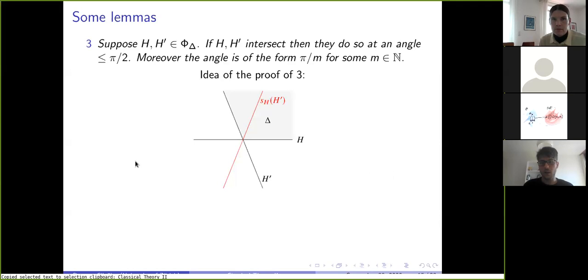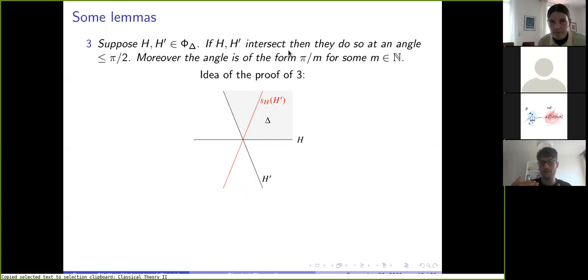And for the third one, suppose the walls of the fundamental alcove meet, intersect. If they do, then they intersect at an angle that's smaller than pi over 2. And moreover, the angle is of the form pi over m for some m in the natural numbers.